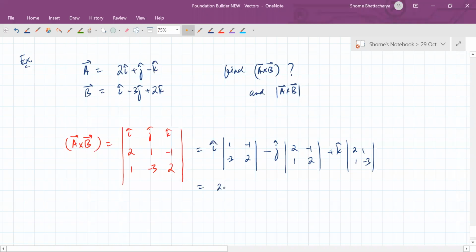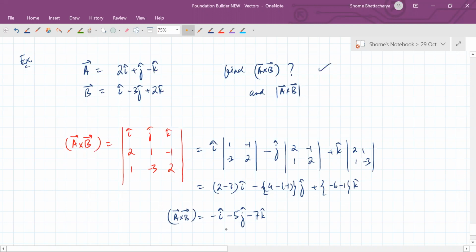So this is 2 minus 1 into 3, so that is minus 1. Then minus of 4 minus of minus 1. This will go with j cap. Don't forget the minus sign outside. Plus, this will be minus 6 minus 1 k cap. So what I'm getting finally is minus i cap, minus 5 j cap, and then minus 7 k cap. So this is the A cross B vector.